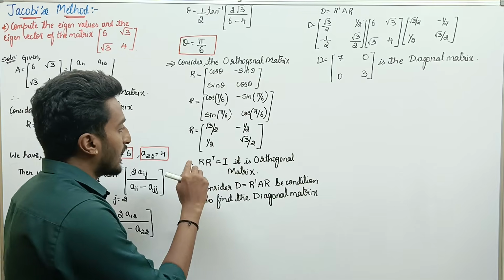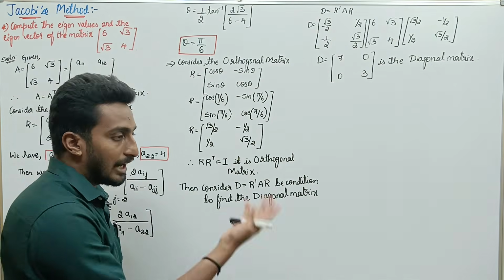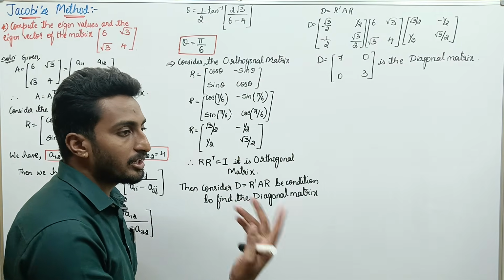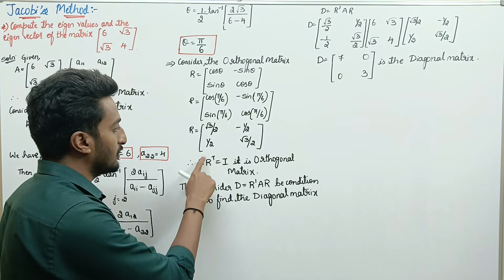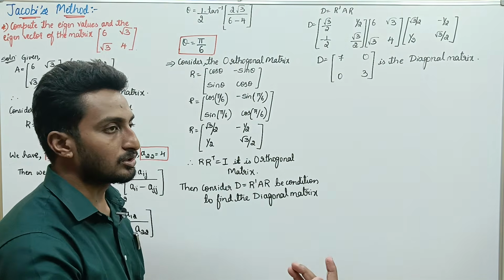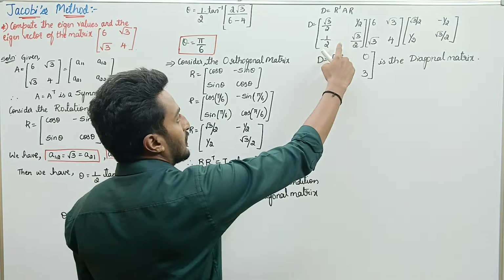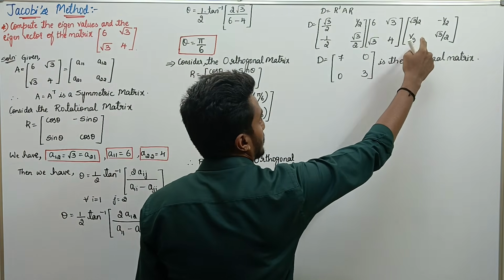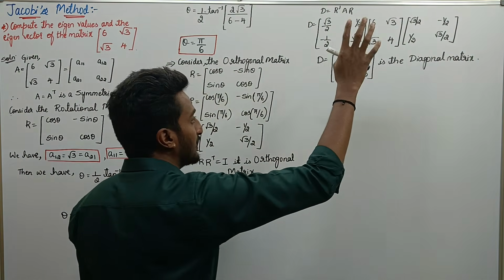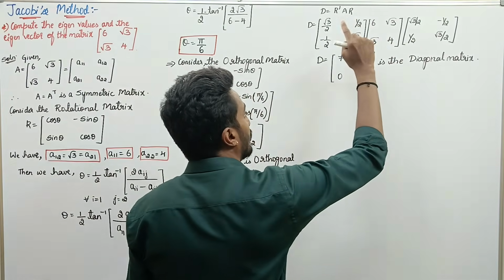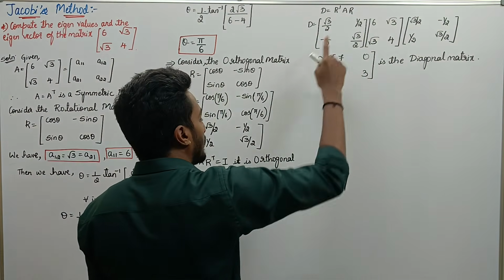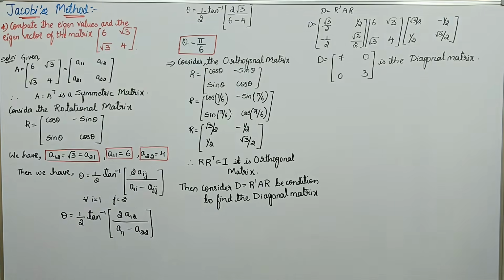What did I say? I said R into R transpose you need to get I. What do you mean by R into R transpose? R will be this, R transpose will be where rows change to columns. See, if you check here, you have R and R transpose. Just multiply mat C into mat A. You need to get I. That is what I am showing you now.